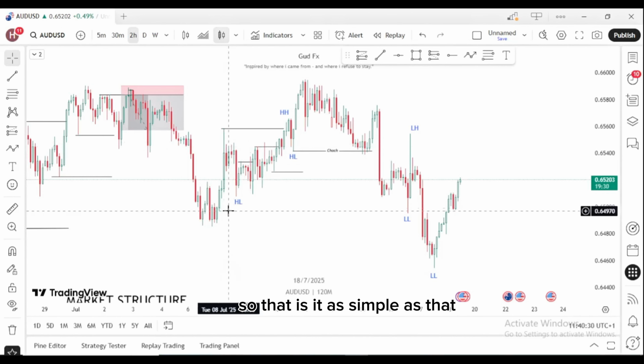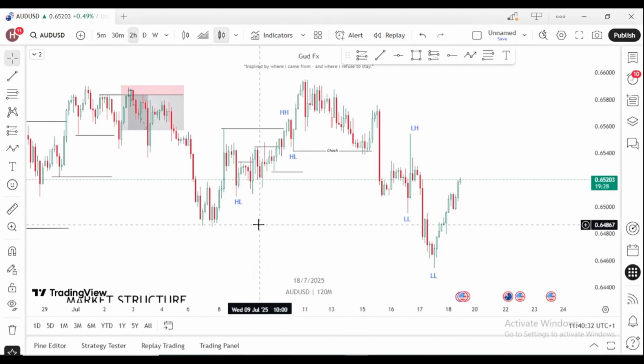So that is it. As simple as that. Without market structure, you will not be able to navigate the market easily or understand where to buy or sell from. It helps you identify your trend, identify who is stronger in the market, whether the buyers or the sellers.